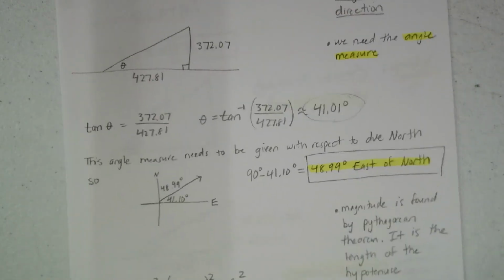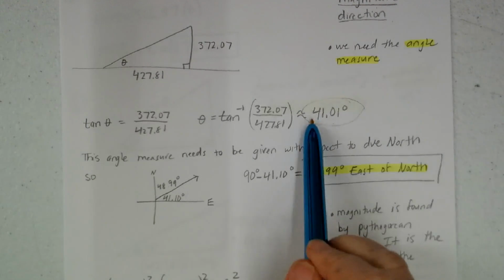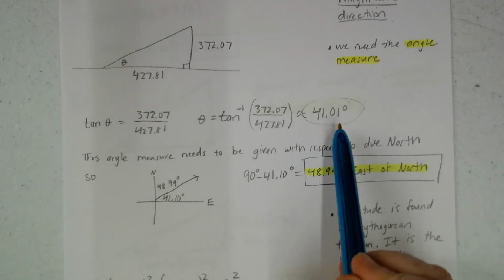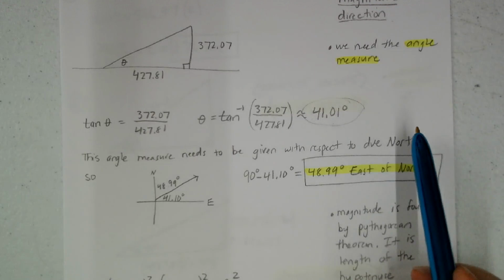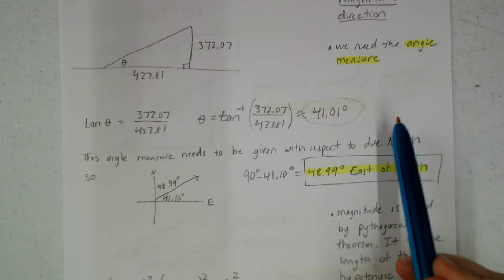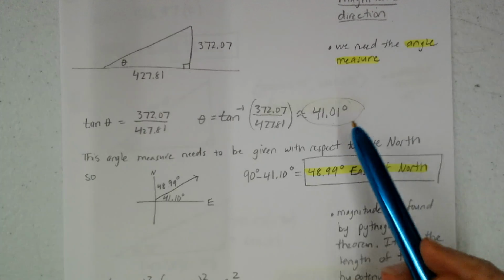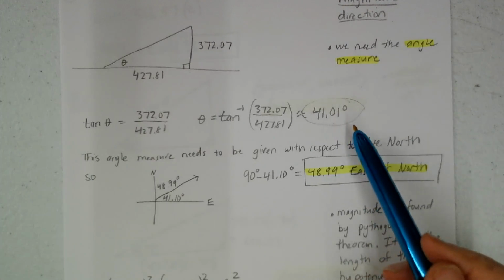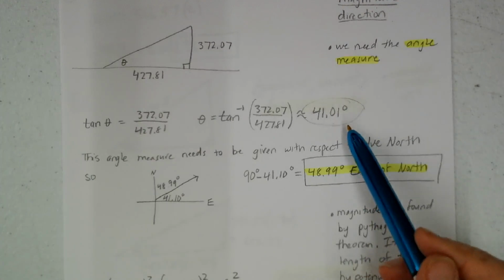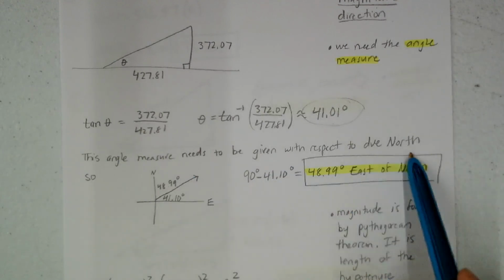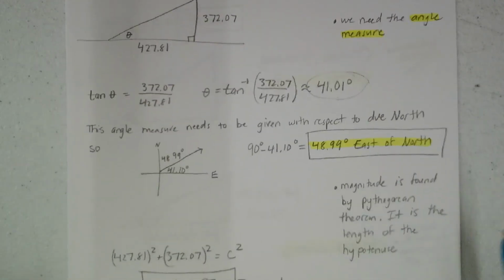But when we're doing navigation, we don't want to give the angle like we usually do in math. Normally in math, we open up our angles from the positive x-axis, but in navigation, we want to talk about its relation to true north. So it needs to be given with respect to due north.